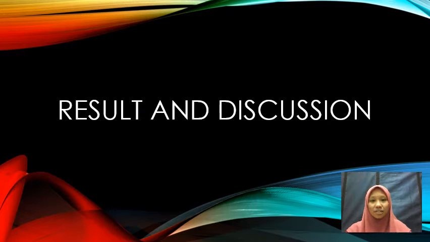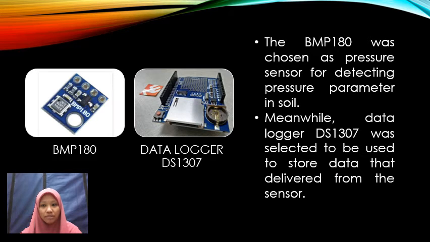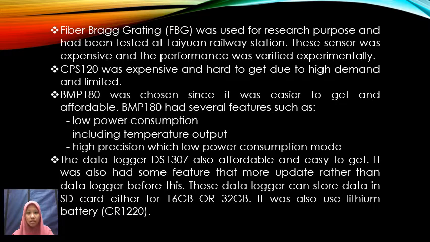Next, the slide presents the results and discussion. To achieve objective 1, the BMP180 was chosen as the pressure sensor for detecting the pressure parameter in soil. Meanwhile, the data logger DS1307 was selected to store data delivered from the sensor. Compared with the previous slide, the fiber Bragg grating (FBG) sensor was used for research purposes and had been tested at Taiyuan railway station. This sensor was expensive, and its performance was verified experimentally. The CPS120 was expensive and hard to get due to high demand and limited supply. That's why the BMP180 was chosen, since it is easier to get and affordable.